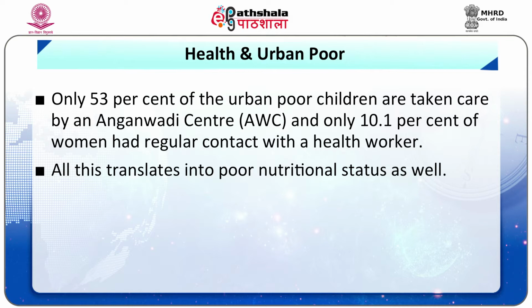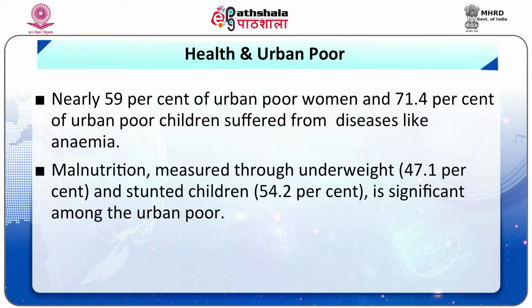All this translates into poor nutritional status as well. Nearly 59% of urban poor women and 71.4% of urban poor children suffered from diseases like anemia. Malnutrition measured through underweight, which was about 47.1%, and stunted children, which was about 54.2%, is significant among the urban poor.